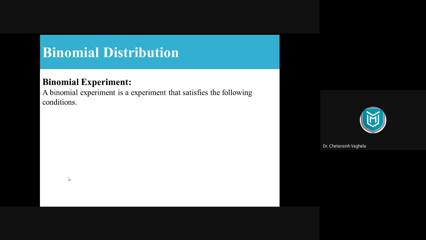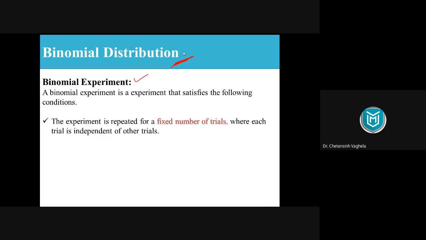Now in such a case we need to know what a binomial experiment is. कि binomial experiment क्या है भाई? A binomial experiment is an experiment that satisfies the following conditions. I'm giving you the list of conditions. अगर आपका experiment उन conditions को follow कर रहा है, satisfy कर रहा है, then and then your experiment is a binomial experiment. और अगर आपका experiment binomial experiment है, then you can apply the binomial distribution. As simple as that.